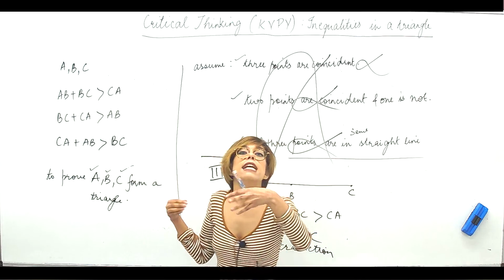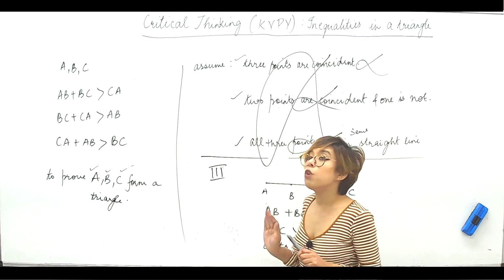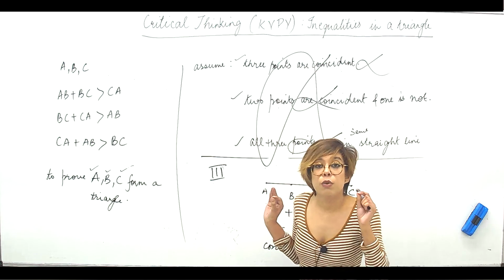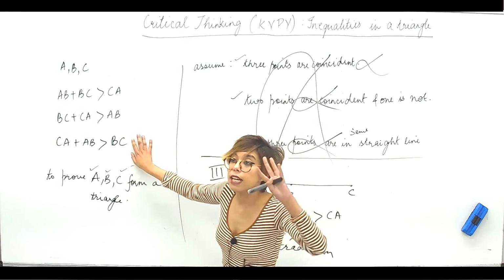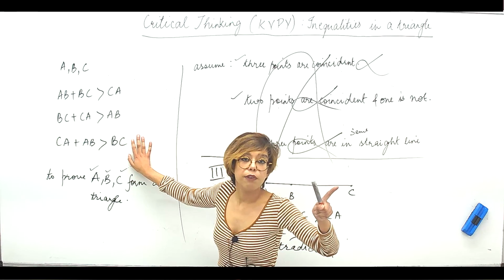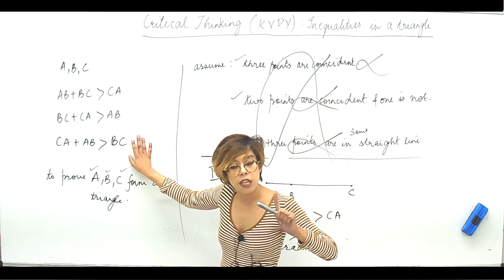So suppose I give you 3 lengths in the space. Any 3 lengths. And I'm asking you whether they form a triangle or not. What do you do? You'll check these 3 conditions. If these 3 conditions are satisfied, definitely a triangle will be formed, otherwise not. Right? Okay.